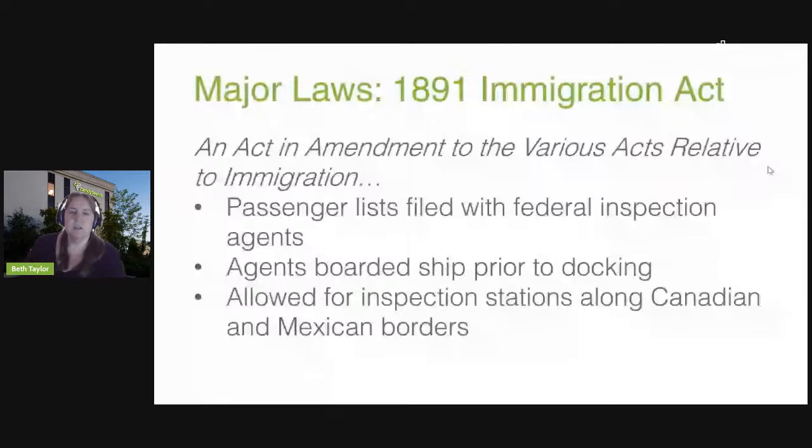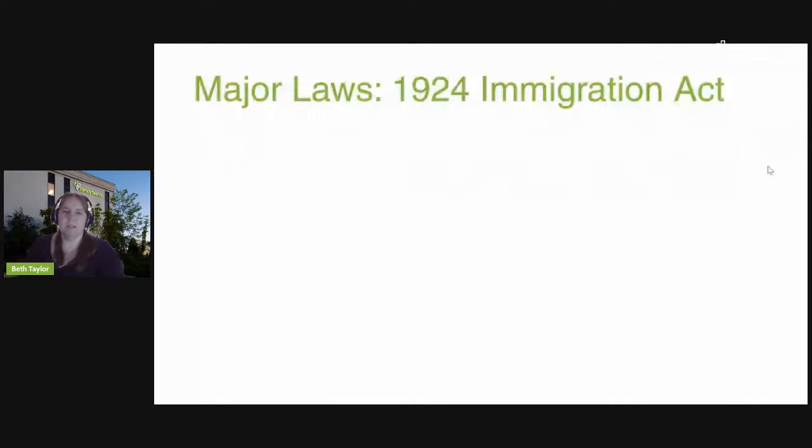This act was also the first attempt to start recording people who entered the country across the Canadian and Mexican borders. So this act actually allowed for inspection stations to be established on the borders. Those stations did not start working until a few years after this. But this act really changed the way that immigrants were processed and the way that they came into the country, and the records that were created. We'll talk more about that in a minute.